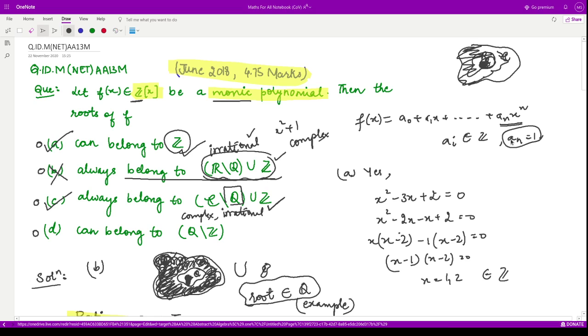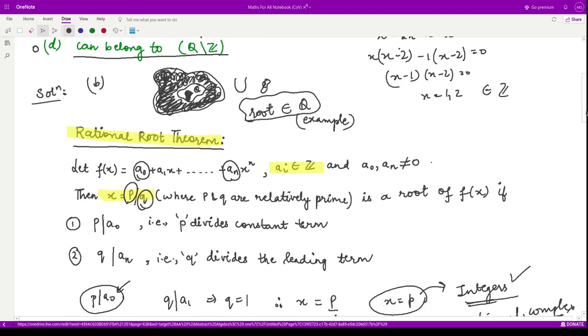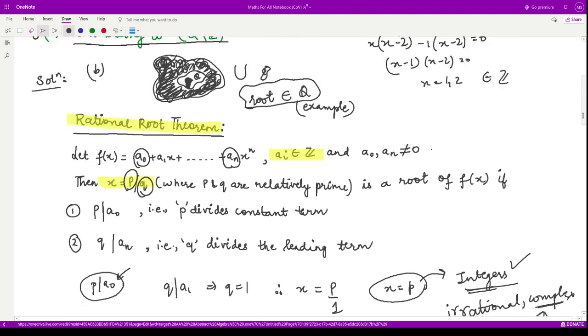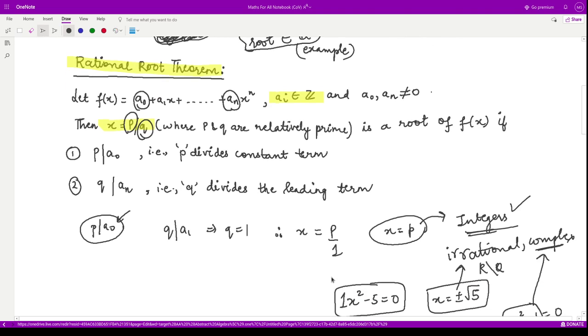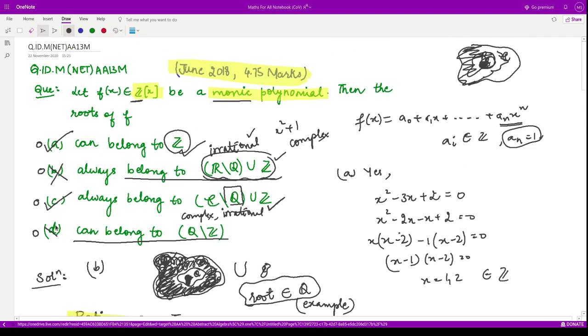Now coming to the fourth option, they say the roots can belong to Q minus Z. The fourth option has been discarded from the list. Why? Because the set Q minus Z does not have integers within it, and the only rational roots of a monic polynomial are integers. Therefore this option is incorrect. So option D is incorrect. The only correct options are option A and option C.